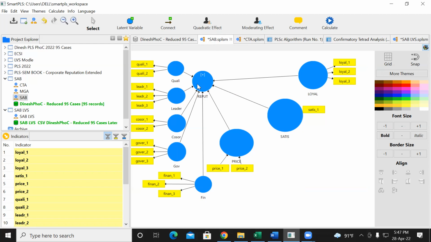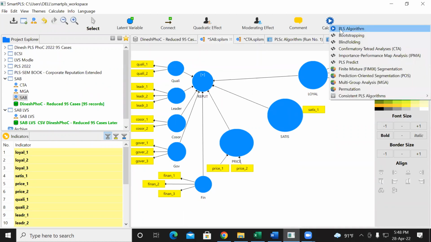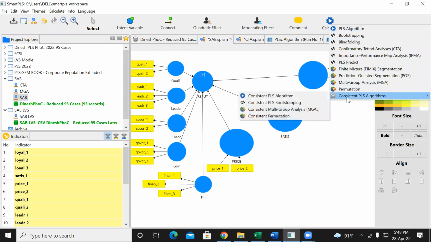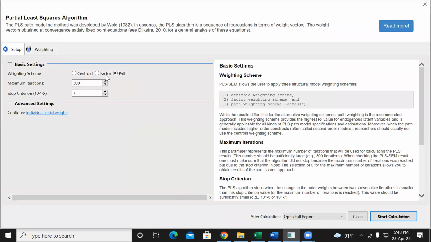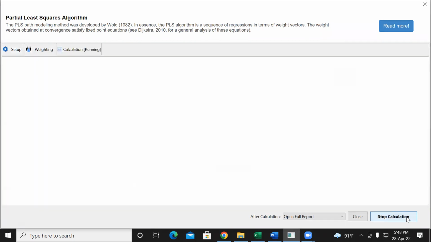Your predicting variable is something different in that case, but here you are going to predict reputation. You are going to predict reputation using independent variables as well as dimensions. Now that's a problem. Therefore, in that case, you run this one with the PLS algorithm, not consistent. Remember, PLS algorithm, you run with factor weighting, start calculation.